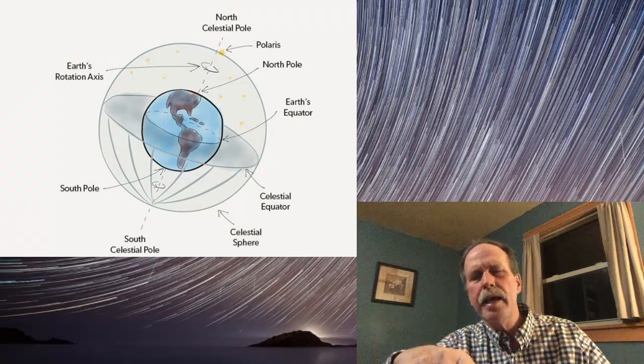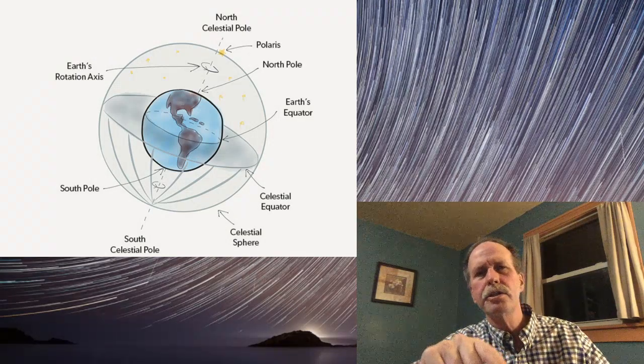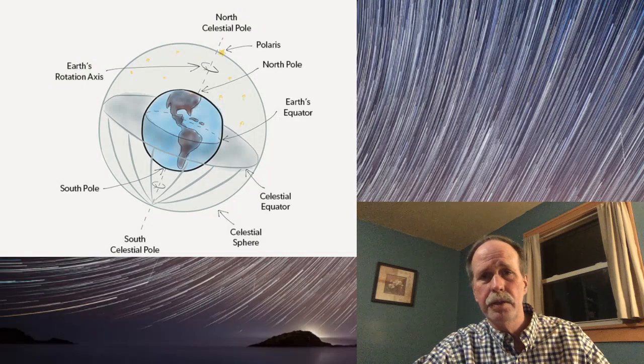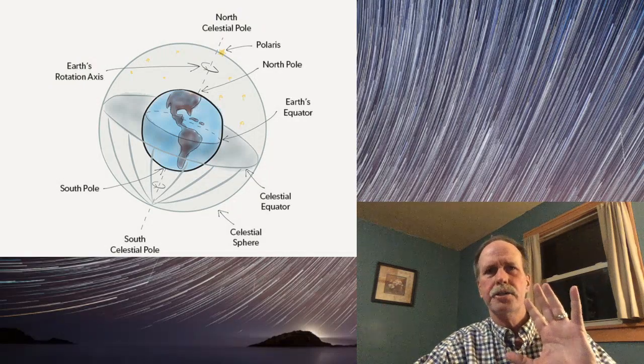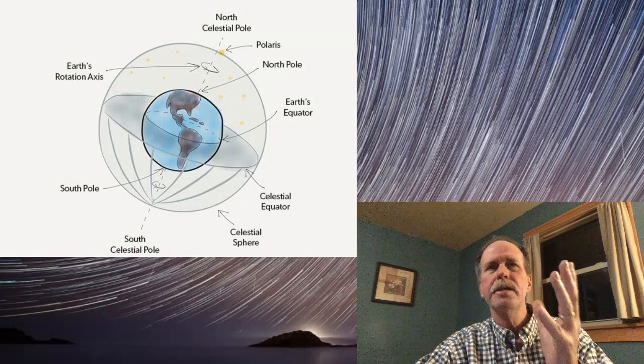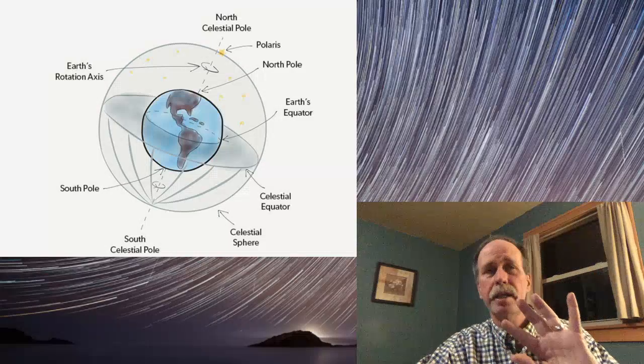As you can see, the axis of rotation of the Earth goes through the north and the south poles. It points directly at the northern celestial pole. All of the stars in the sky rotate around that spot because the Earth is rotating underneath them.